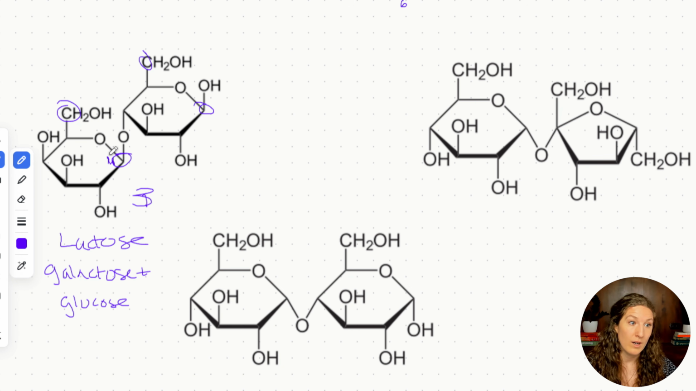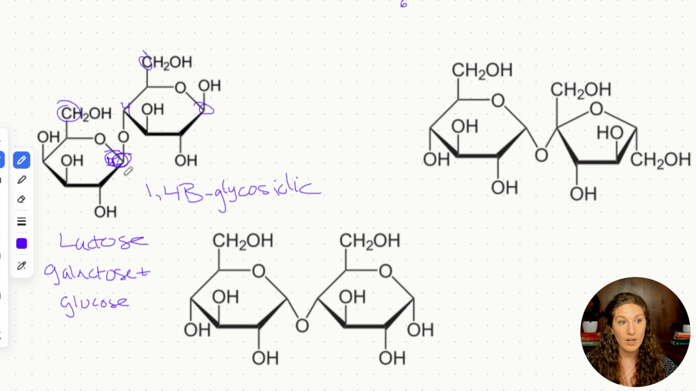So this is carbon 1 of this sugar here, and this is carbon 4 of this sugar here, of this glucose. So we call this a 1,4 because carbon 1, carbon 4, beta, because it's beta, glycosidic bond. And that is how we identify any type of sugar bond: we look at the 2 carbons that it's bound to, what's their number on the molecule, and then is it alpha or beta. So this is 1,4 beta glycosidic bonds connecting this lactose molecule together.